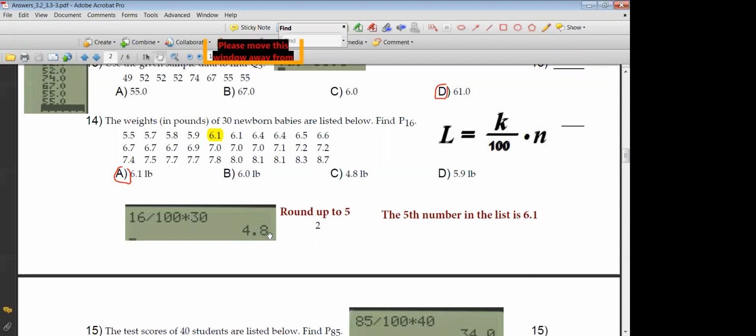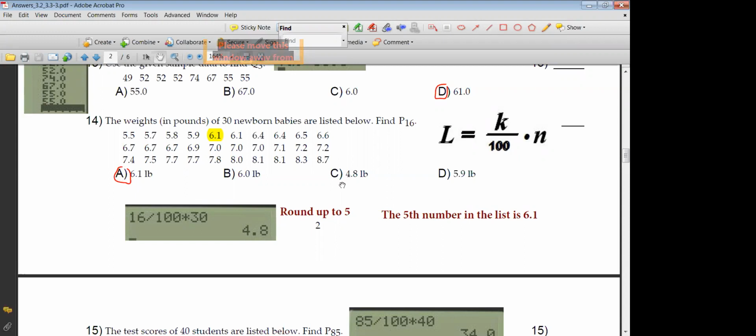So I took 4.8, and I rounded up to 5. That's the location of the number I'm looking for. It's in the 5th position. 1, 2, 3, 4. Oh, there it is. The number in the 5th position is 6.1.